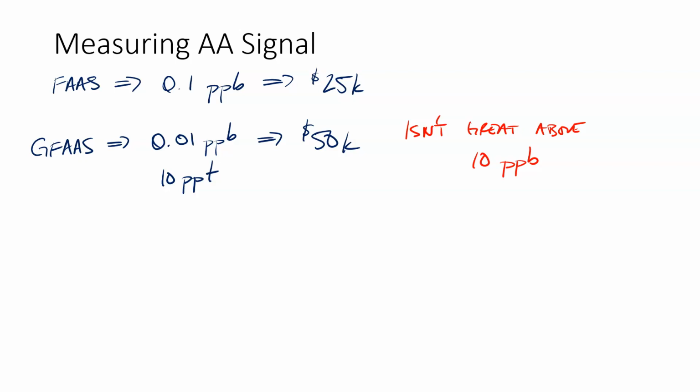Flame AA, you can take this up to 10 parts per million, right? And so this has an incredible dynamic range. There's a good vocab word for us, and it's a cheaper instrument. So unless you really need to get down to that 10 parts per trillion, Flame AA is a very useful tool.